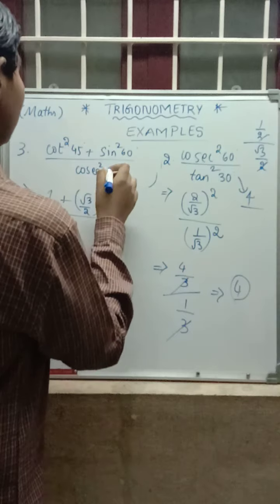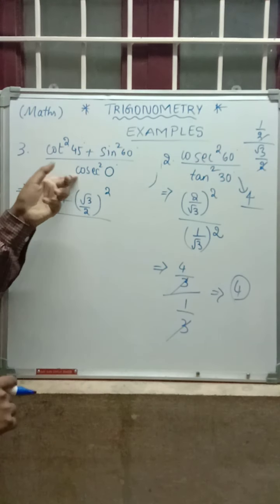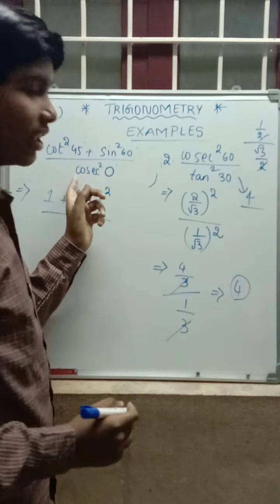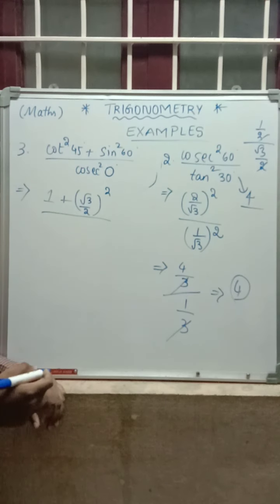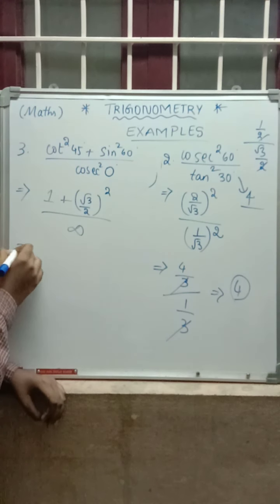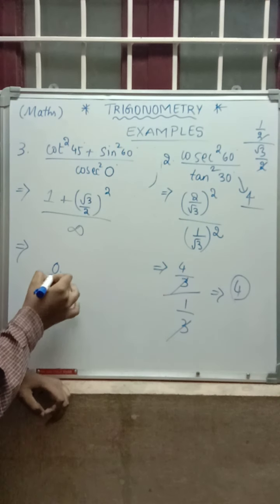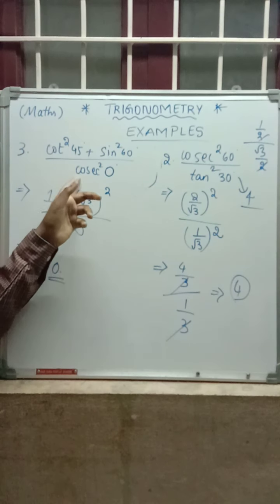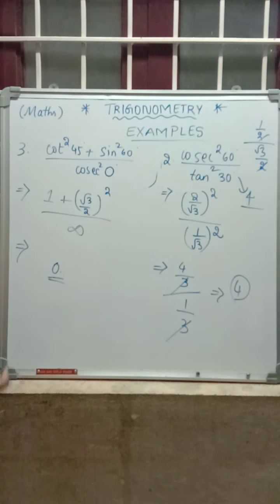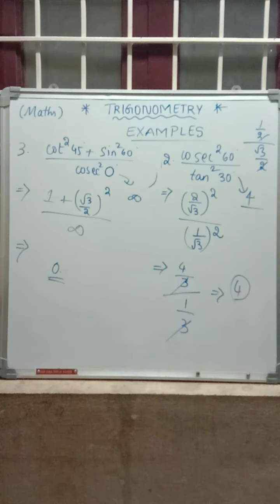This is 0. Cosecant is 1 by sin, so 1 by sin 0. Sin 0 is 0. 1 by 0 is infinity. So infinity we can take. Anything by infinity is 0. So the answer is 0 for this. Cot square 45 plus sin square 60 by cosecant square 0 degrees is 0. As this value is infinity, anything by infinity will be 0. Now let's see another example.